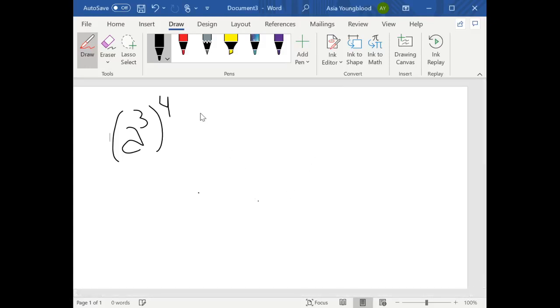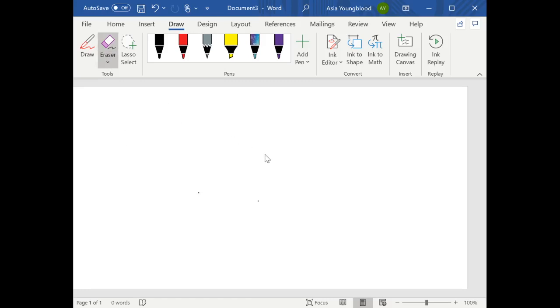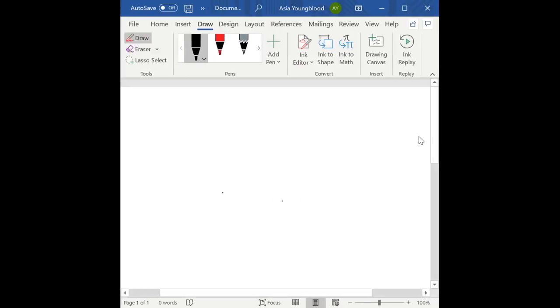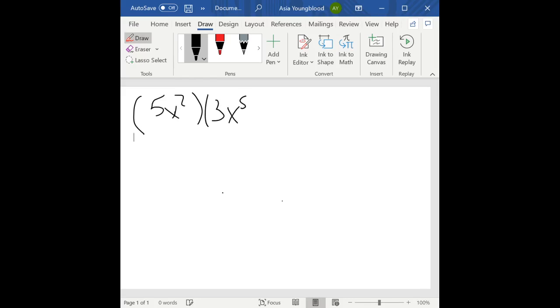Okay, so now we're looking in this window at the problem that Saul actually did for us. So I'm going to erase this. And he said we had 5x squared times 3x to the fifth. So we have 5x squared times 3x to the fifth.